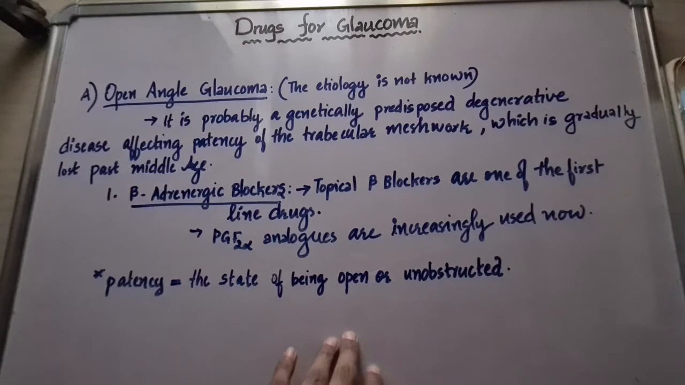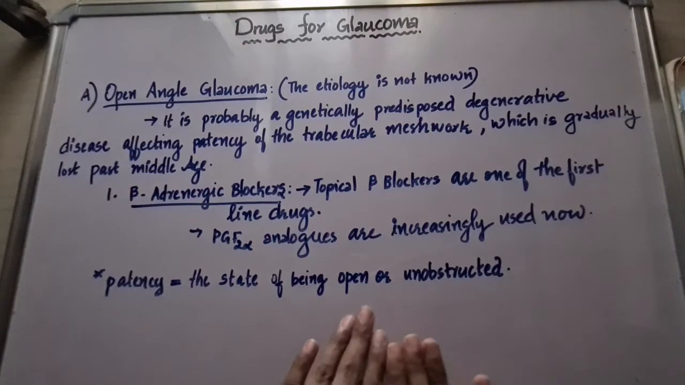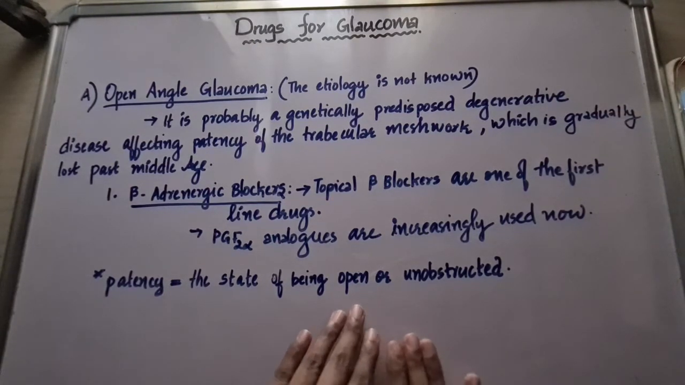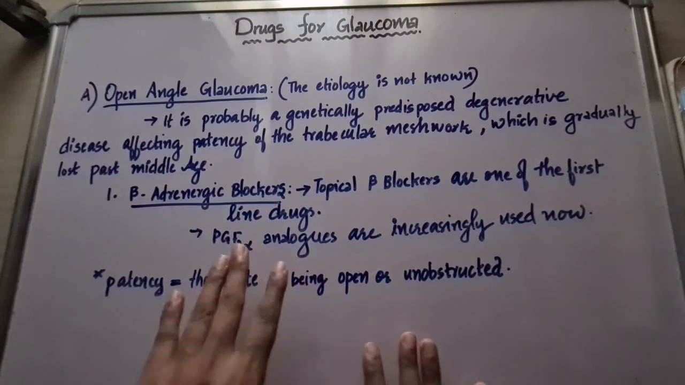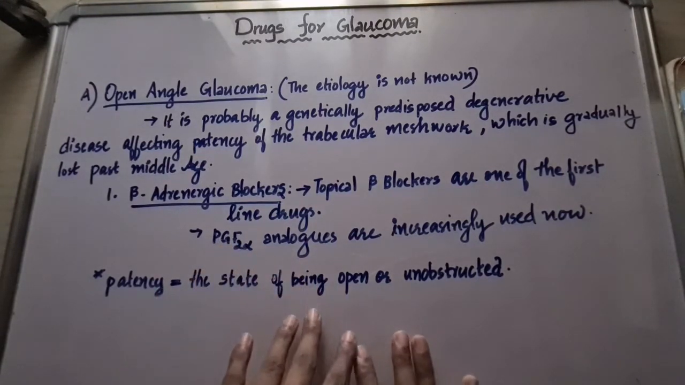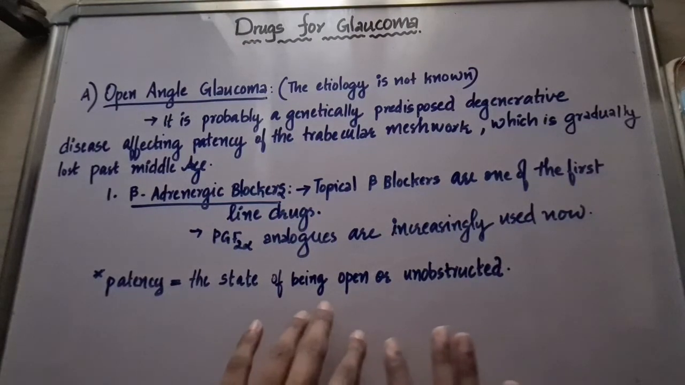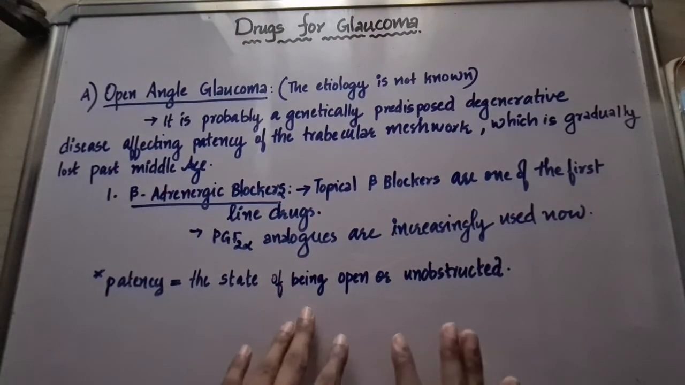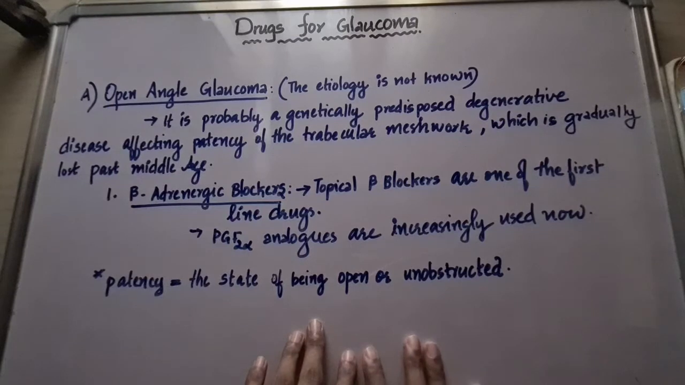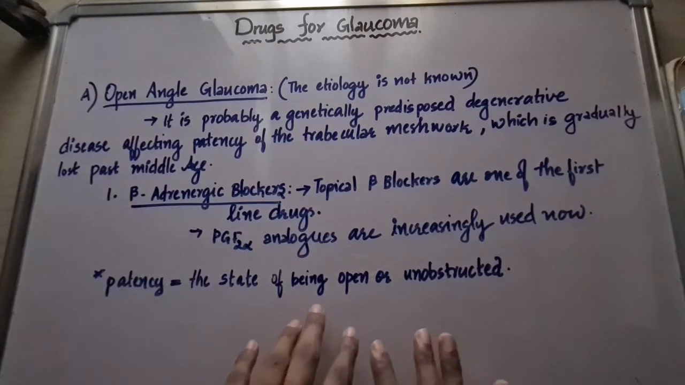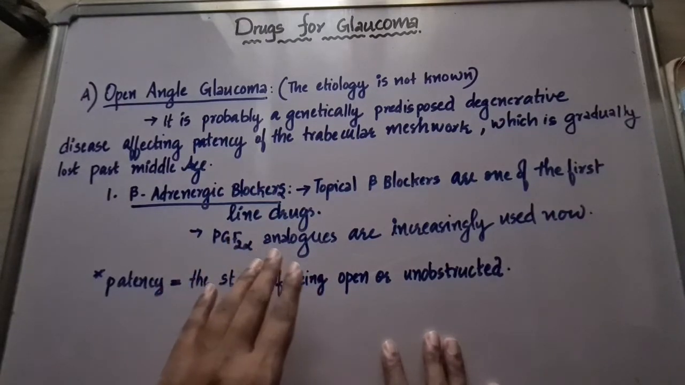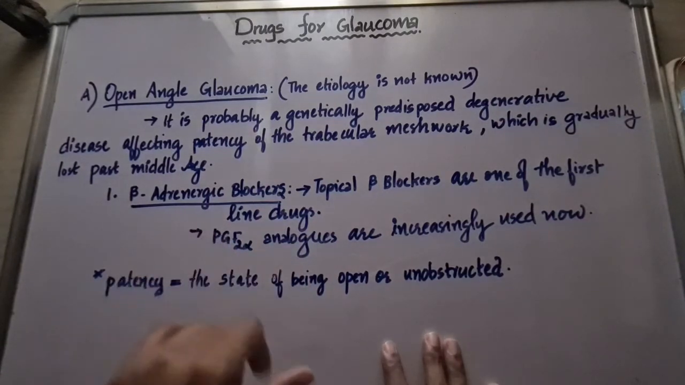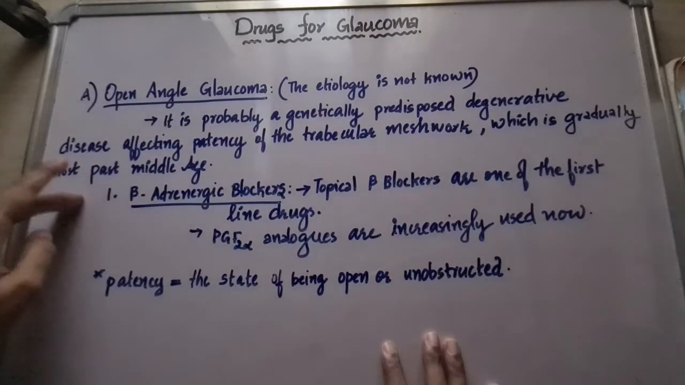Let us see what open angle glaucoma is. In open angle glaucoma, the etiology, or the cause of this raised intraocular pressure, is not known. It is probably a genetically predisposed degenerative disease that affects the patency of the trabecular meshwork. Patency means the state of being open or unobstructed. The patency of the trabecular meshwork is gradually lost past middle age.